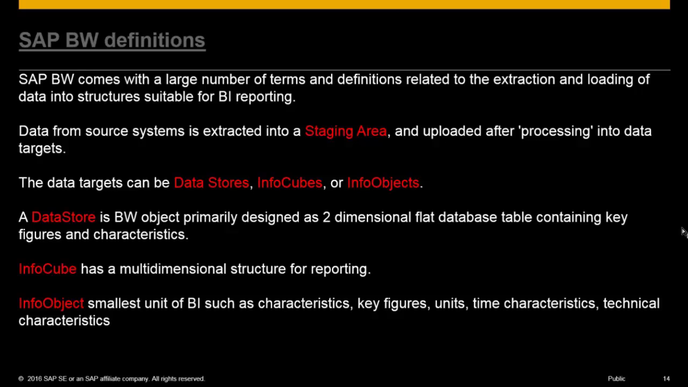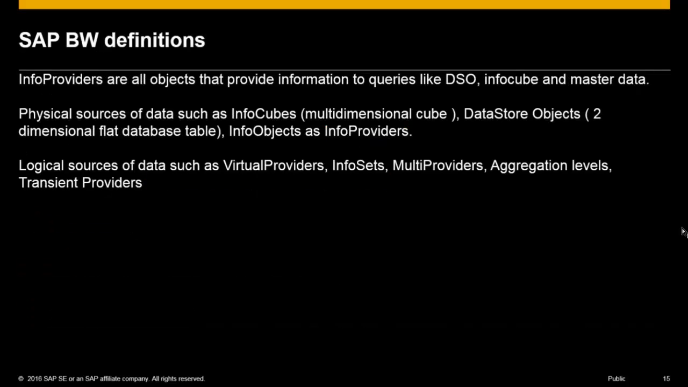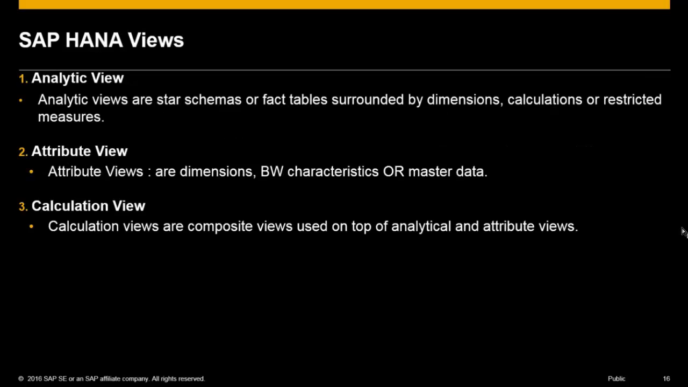The data targets are data stores, info cubes are objects. The info cube has a multi-dimensional structure, and the info object is the smallest unit of BI data. And other terms used are info providers, which can either be physical sources of data or logical views on such data. So in HANA then, we come across the same concept. An analytic view in HANA is the equivalent of the OLAP cube. An attribute view corresponds to the dimensions or the characteristics in BW, and a calculation view is a composite view on top of these views.